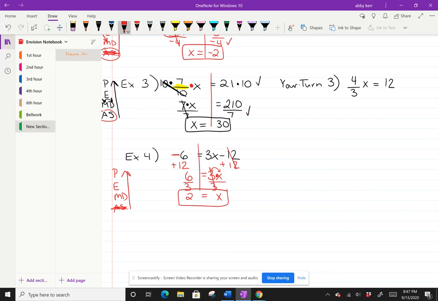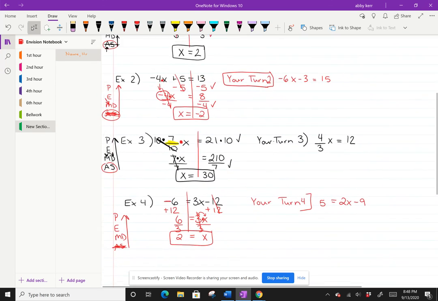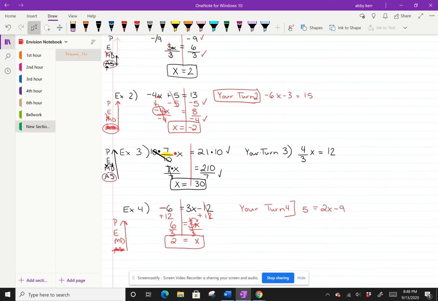Once you have example 4 done, I want you to try your turn. And then you have 5 equals 2x minus 9. Once you are done with your turn number 4, you can submit your notes to the assignment on Schoology. So I can look over your turn 1, your turn 2, 3, and 4.